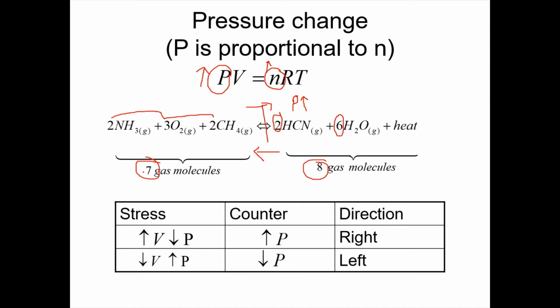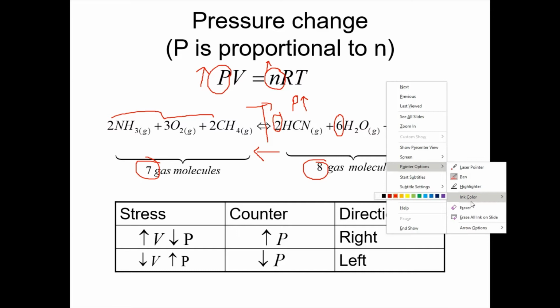Right? 2 HCNs and 6 water molecules react. They turn into 2 NH3s, 3 O2s, and 2 CH4 molecules. That's a total of 7. We went from 8 gas molecules to 7. Therefore, we are losing moles of gas, and therefore we are losing pressure. Okay.